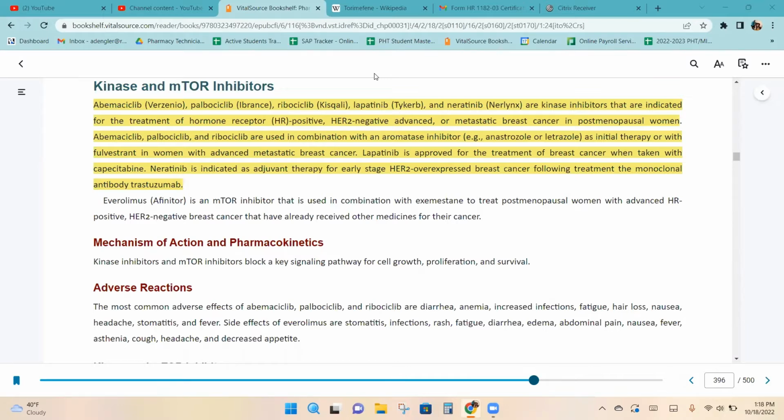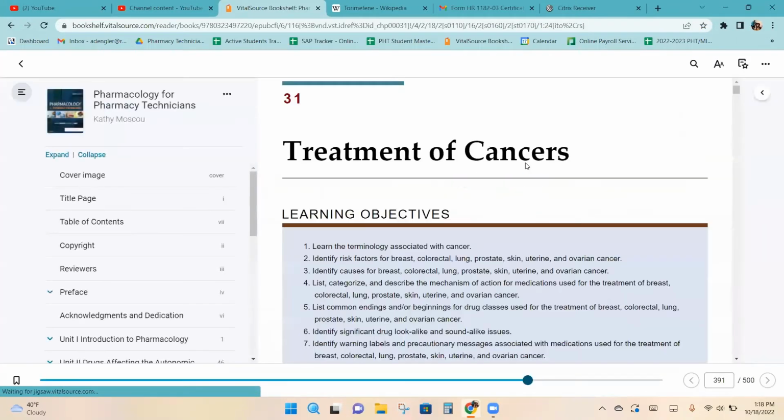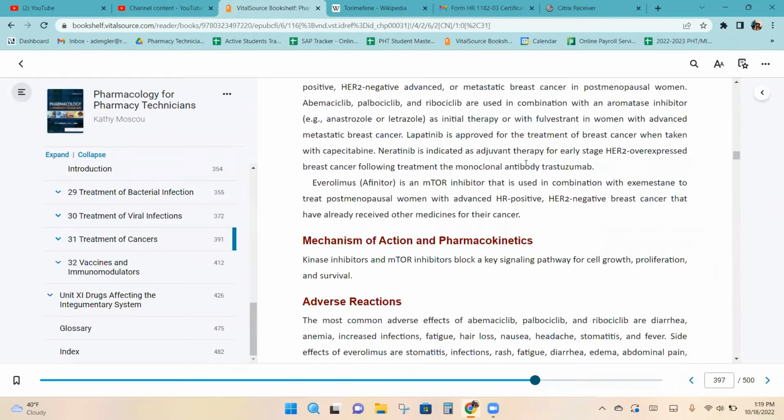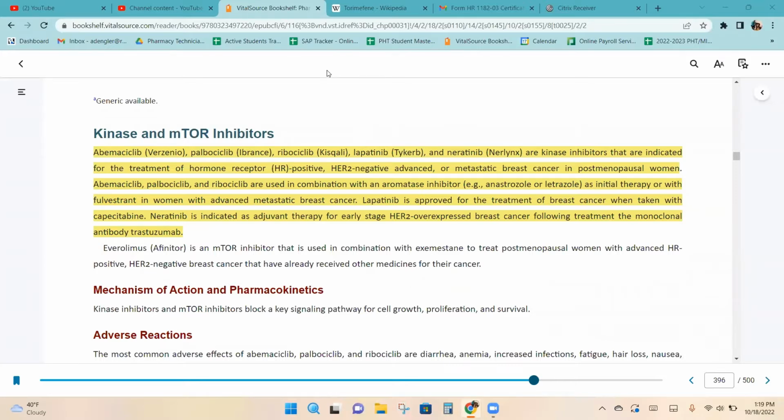Verzenio, Ibrance, Kisqali, Tykerb, and Nerlynx are kinase inhibitors that are indicated for the treatment of hormone receptor, HR positive, HER2 negative advanced or metastatic breast cancer in postmenopausal women. They're used in conjunction with an aromatase inhibitor as initial therapy or with fulvestrant in women with advanced metastatic breast cancer.